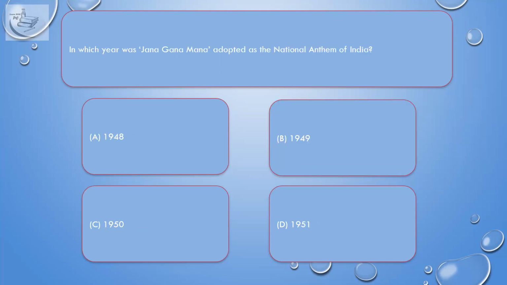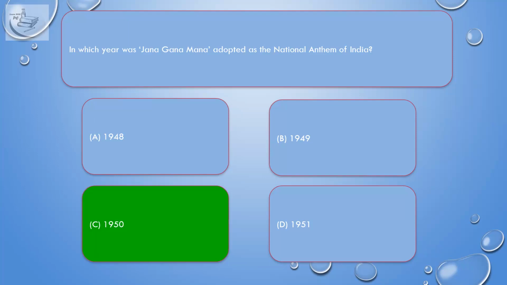Correct answer is B. 1891, 1956. Question: In which year was Jana Gana Mana adopted as the national anthem of India? A. 1948, B. 1949, C. 1950, D. 1951.